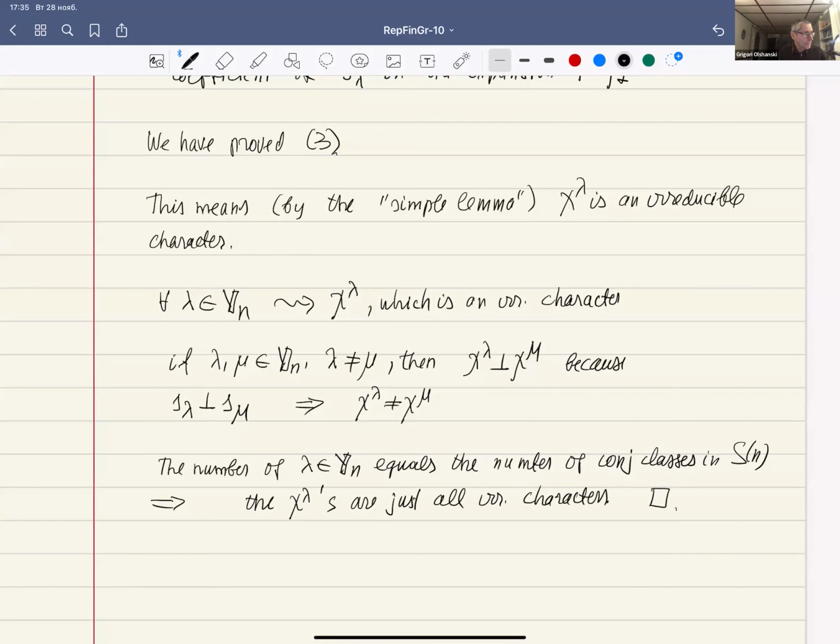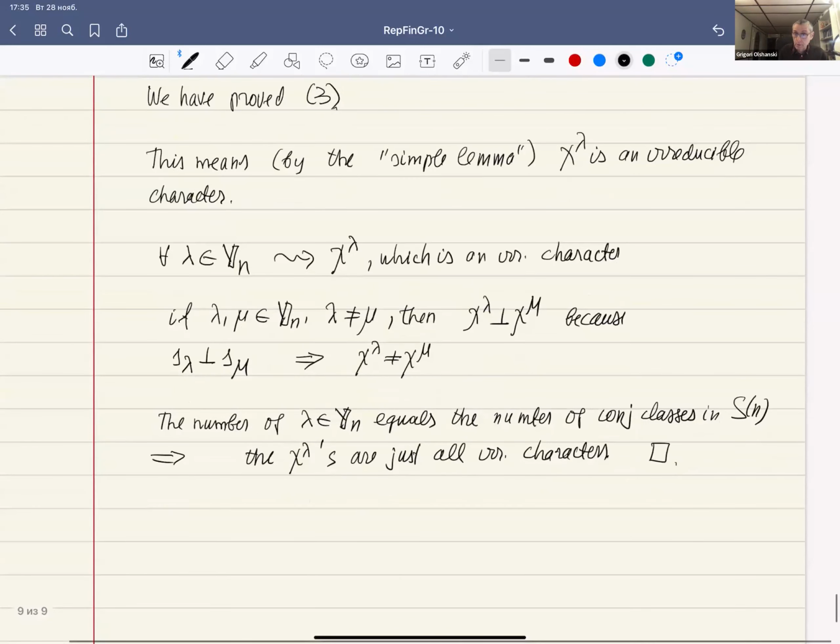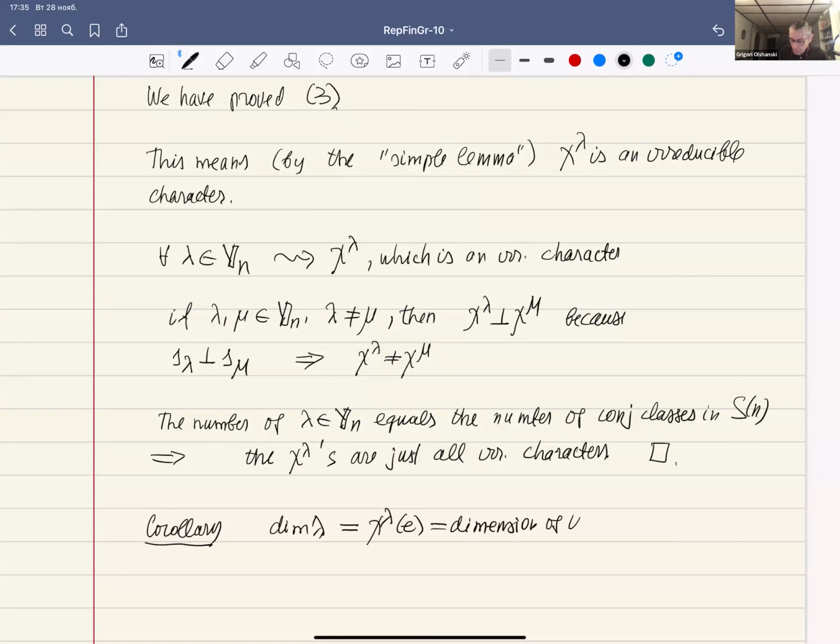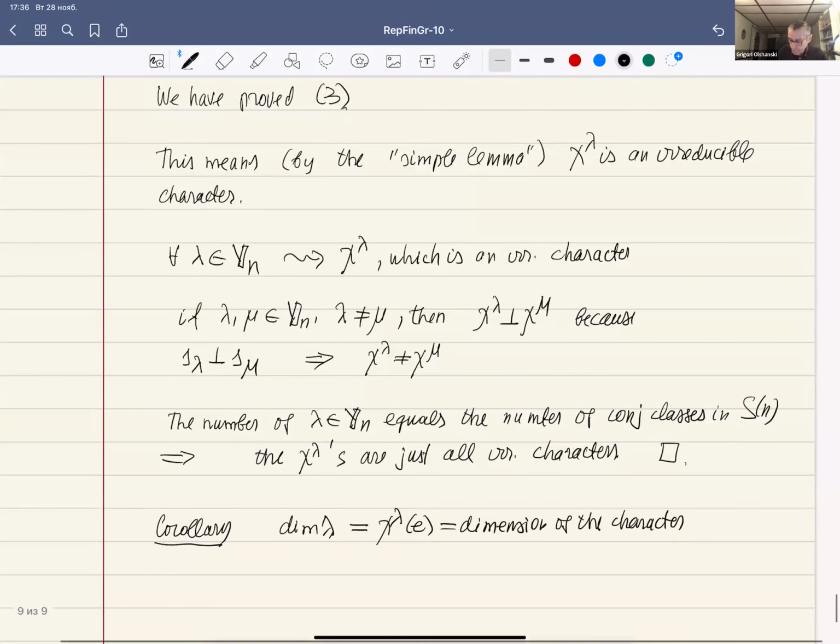So let me summarize what we get. In particular, we also proved, as a corollary of the proof, that this quantity, the combinatorial dimension of a Young diagram, is the same as this quantity, which is the dimension of the character, which is the dimension of the corresponding irreducible representation.